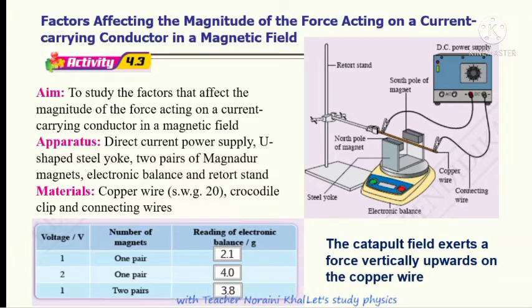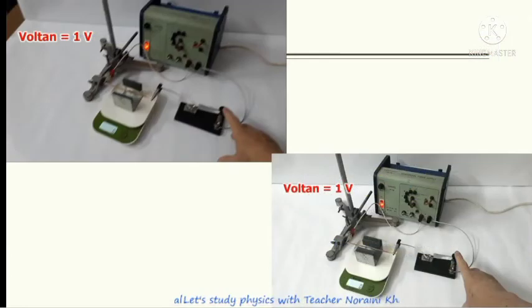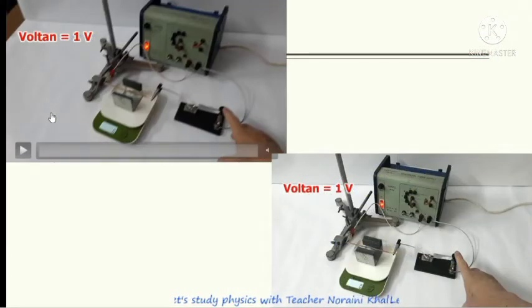The greater the force on the wire produced by the catapult field, the greater the reaction force acting on the electronic balance. Thus, the reading of the electronic balance increases. You watch this video to observe what exactly happens to the wire and the reading of the electronic balance.